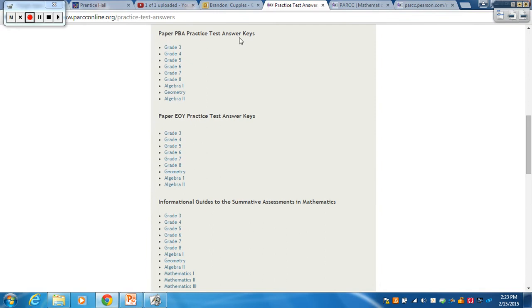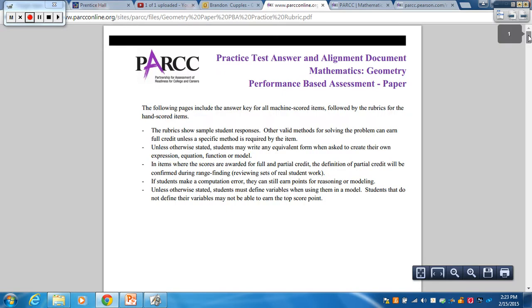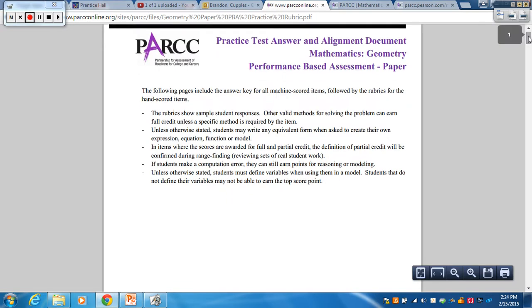But what we're going to do today is the paper performance-based PBA, I can't remember what the A stands for. Anyways, practice test answer keys. And I'm going to go down here to geometry, and I'm going to click on that. And there's something that caught my eye on the very first page that I wanted to bring to your attention.